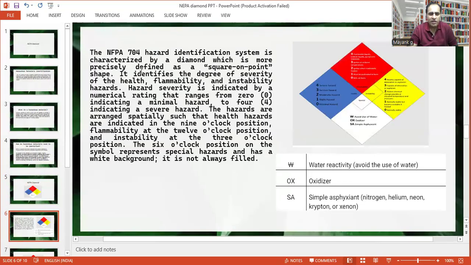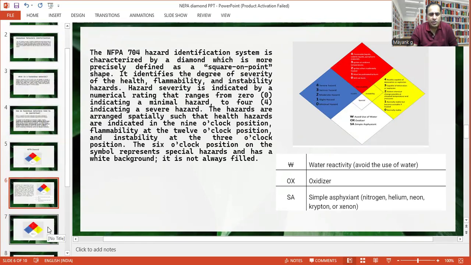So the NFPA 704 hazard identification is basically characterized by a diamond, which is more precisely defined as a square on the point shape. It identifies the degree of the severity of the health, flammability, and instability hazards.